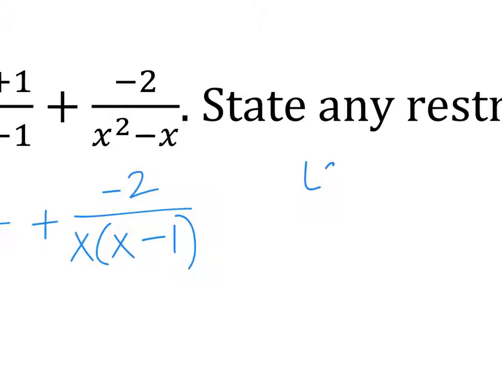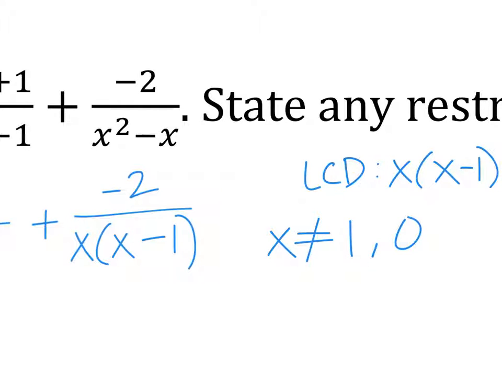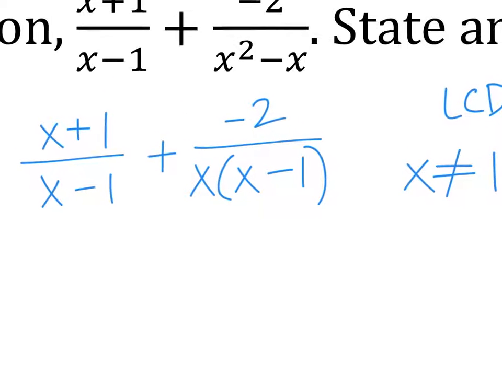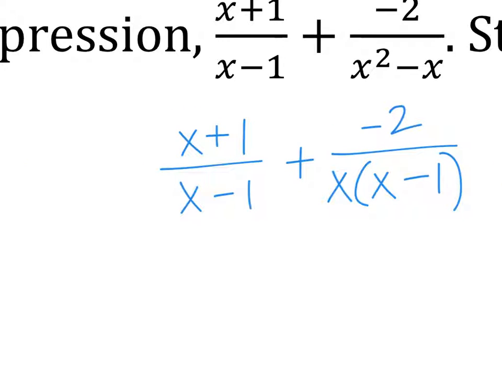Okay, thank you. Yes, the LCD is x times x minus 1. All right, before we forget this time, what is the restriction? What can x not equal? 1 and 0. Okay, so it is the LCD. All right, so what does the one on the left need to have the least common denominator? X. So we're going to multiply this by x.